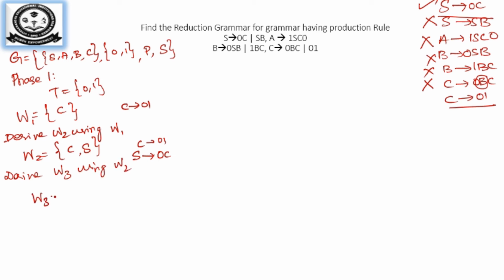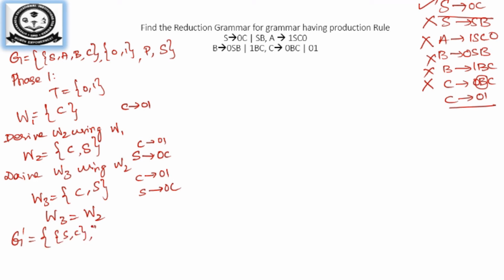So we will find what W3 is. So it will be again the same, S and C. So C tends to 0, 1, S tends to 0C. Check again, can S be added? No, it is not possible. So no other productions available. So here W3 is equal to W2. So my G dash is going to be with only two non-terminal symbols, S and C. So terminal symbols are going to be 0 and 1. My production rule and my start symbol. So what are the production rules we have is S tends to 0C and C tends to 0, 1. Okay, so these are the symbols.